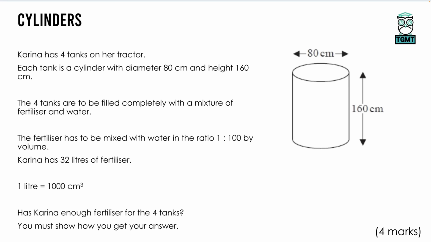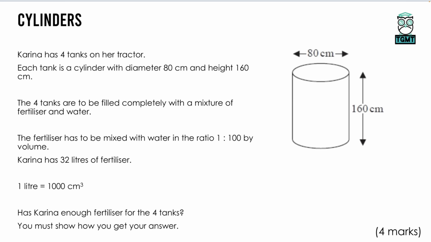Okay, so this question is looking at a cylinder. It says here, Karina has 4 tanks on her tractor. Each tank is a cylinder with diameter 80 and height 160. The 4 tanks are going to be filled completely with a mixture of fertiliser and water. The fertiliser has to be mixed with water in a ratio 1 to 100 by volume. Karina has 32 litres of fertiliser. And it tells us here that 1 litre is equal to 1,000 centimetre cubed. Has Karina enough fertiliser for the 4 tanks? You must show how you get your answer.